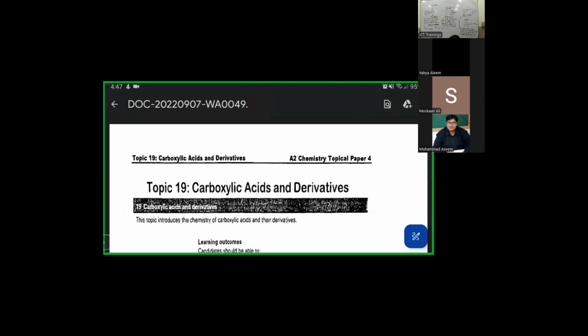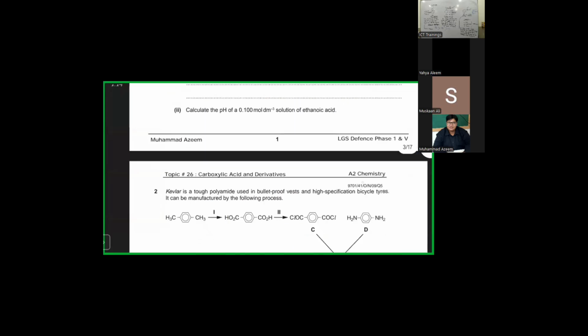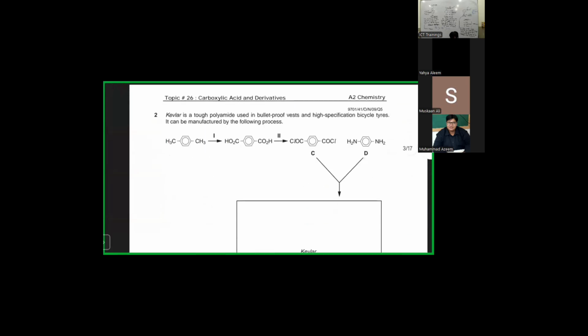Okay, my dear students, we are going to start with the topical past papers of carboxylic acid and derivatives. This first question belongs to A1. Let's do this question. Watch it carefully, all the children. I'm going to do that question for you.